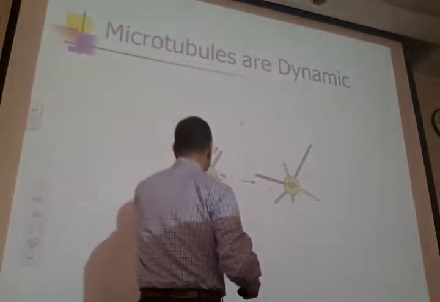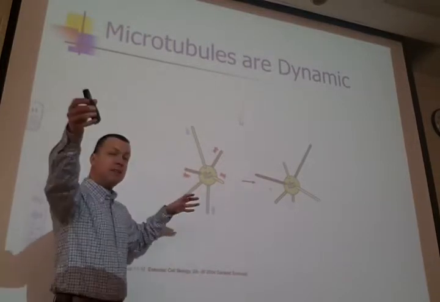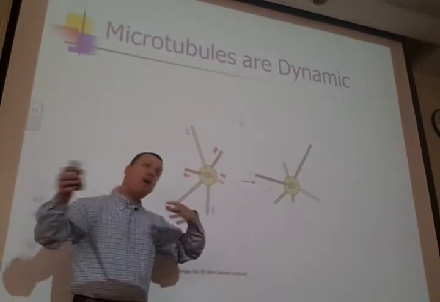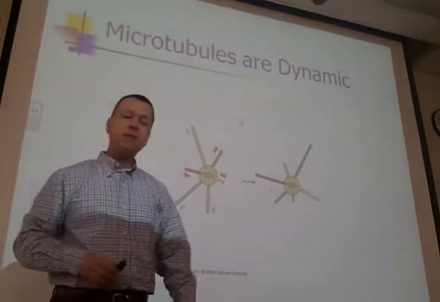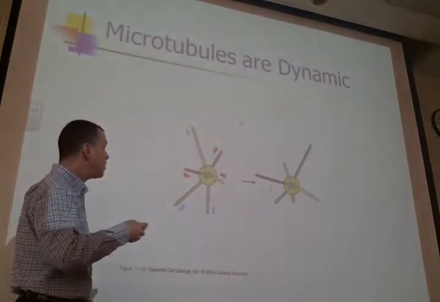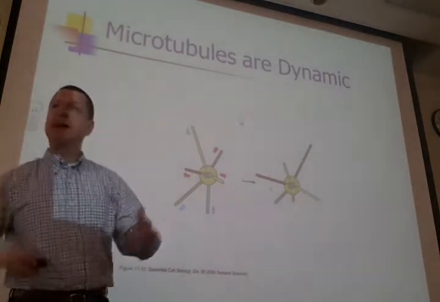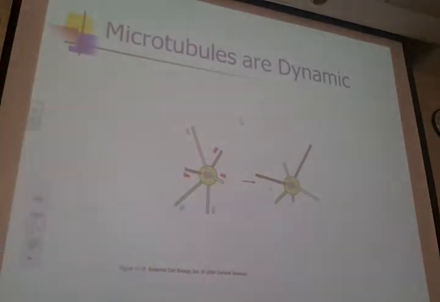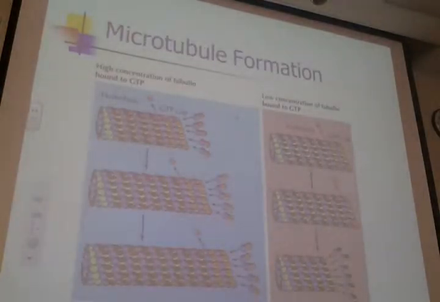Some of them are lengthening, some are shortening, some are staying roughly the same size. But generally speaking, there's a lot of dynamic character to the population of microtubules in most cells. So they are very dynamic structures. The question is, how does that work? How do they elongate? How do they shorten? This is a model for how that happens.